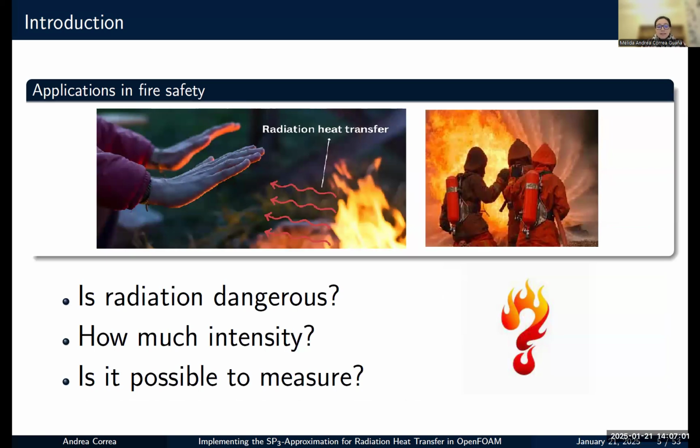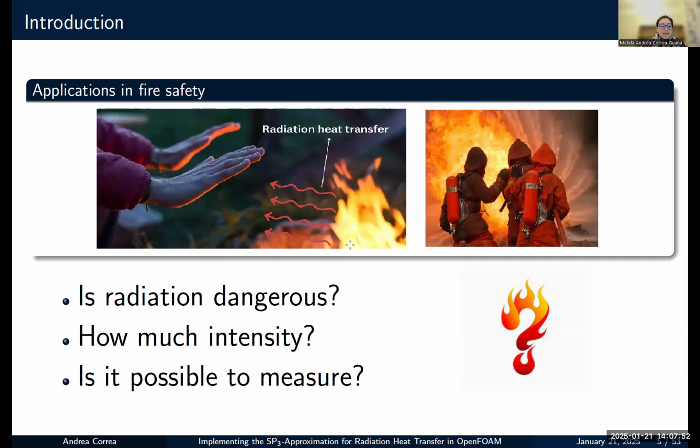So the question is, three questions really. Is radiation dangerous? How much is its intensity? Is it possible to measure? Well, thermal radiation becomes dangerous when the distance to the heat source is short, because the intensity of the radiation increases significantly when the object is closer to the source. The intensity of the radiation depends on the temperature of the flames and the distance between the source and the receiving objects. For example, we can see in the image how radiation waves reach a person's hands without causing harm.